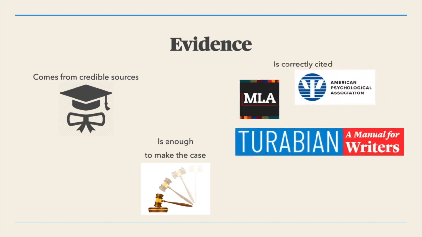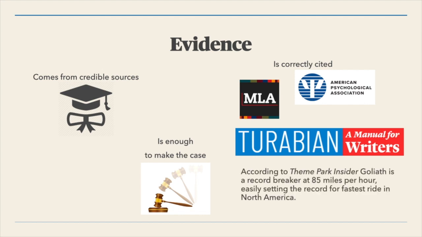Finally, you need to make sure that your evidence is correctly cited in an academic format. We have here MLA, APA, and Chicago Manual Style, otherwise known as Turabian. There are 1,000 different ways of citing material. It all kind of depends on your major. The ones I have listed are the major ones. Okay, we're not going to go over those in this module, but just as a preview, that's something you're going to have to think about.